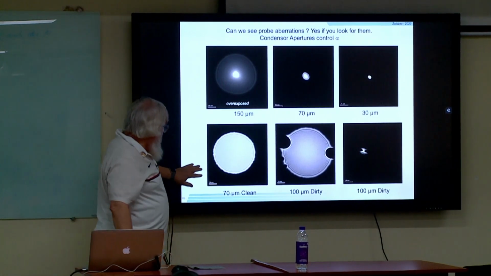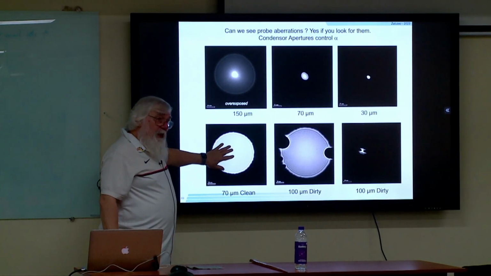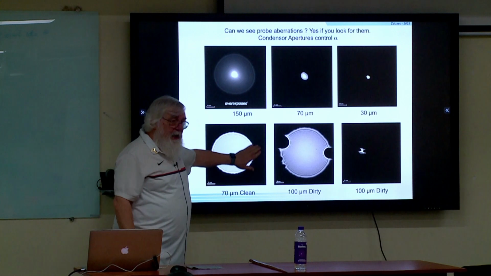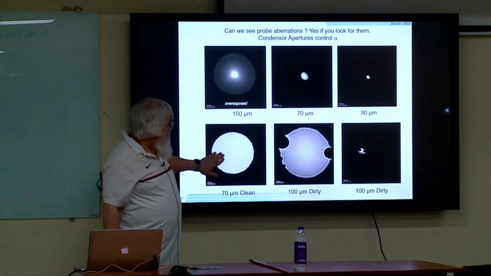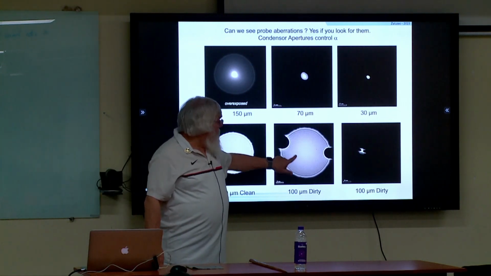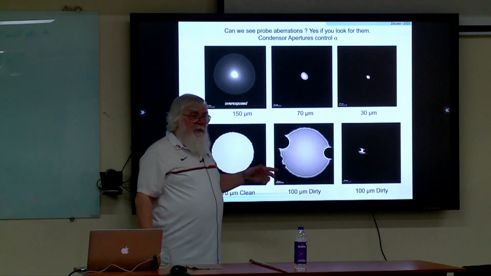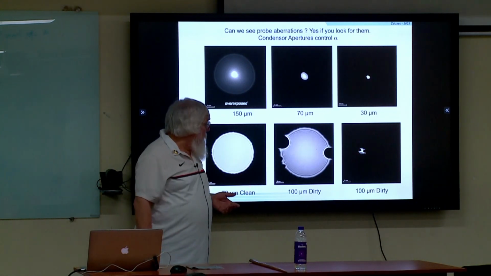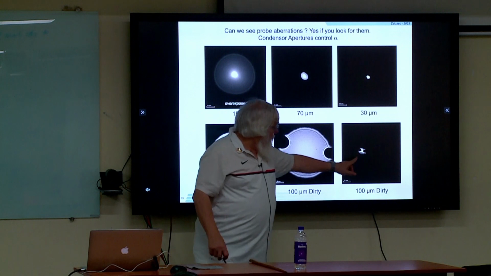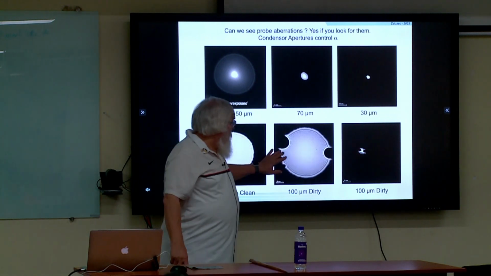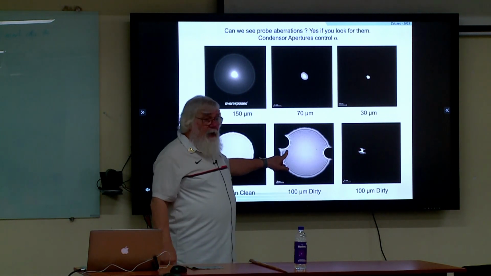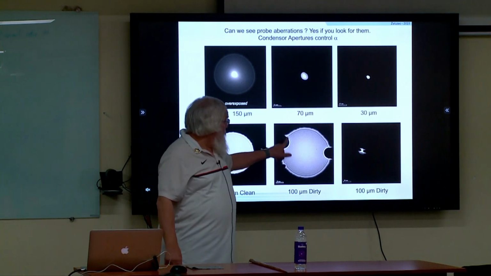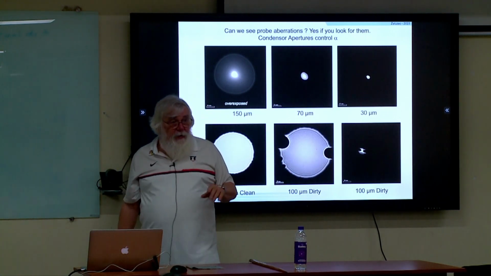The other thing to look at is making sure you have a good aperture. This is a nice clean aperture. It's relatively good. This is a dirty aperture. Okay, bits of junk coming on. Pieces of dirt that's fallen on the aperture. Here's a really bad one. Okay, so how can you tell if your aperture is dirty? Just look at the probe. Okay, if you see things like this, you know you have a dirty aperture.